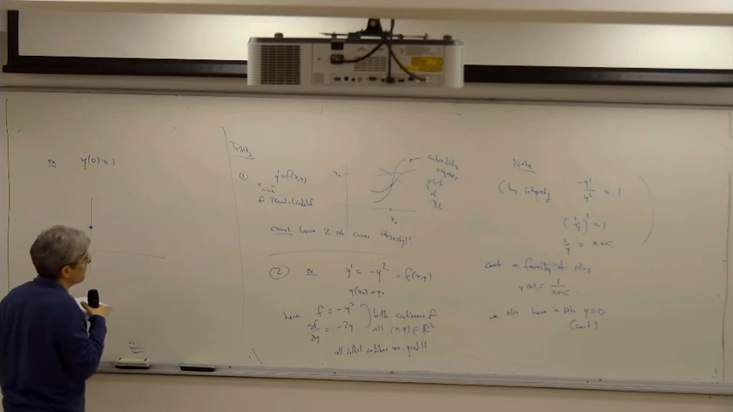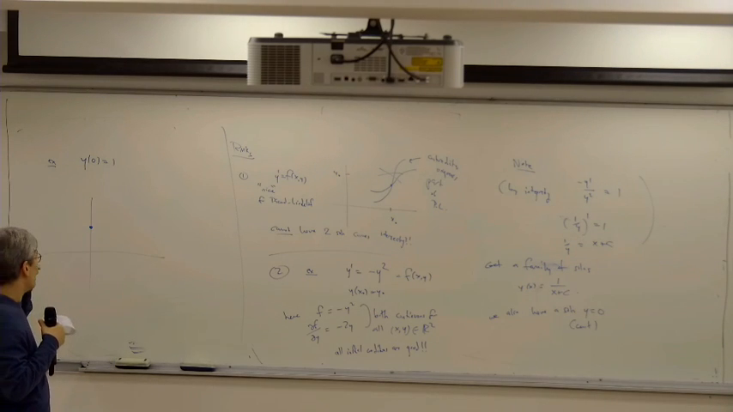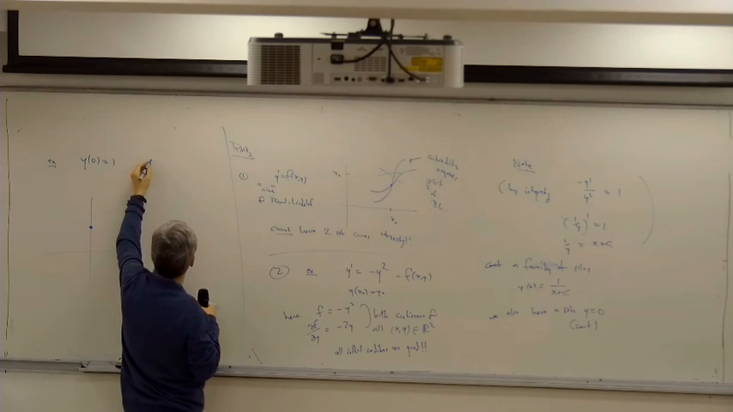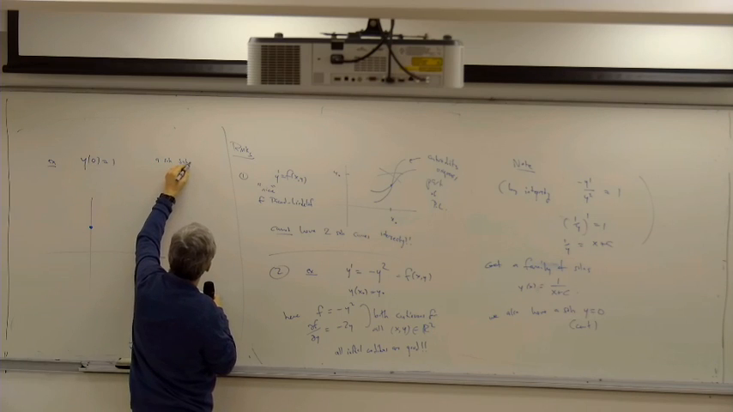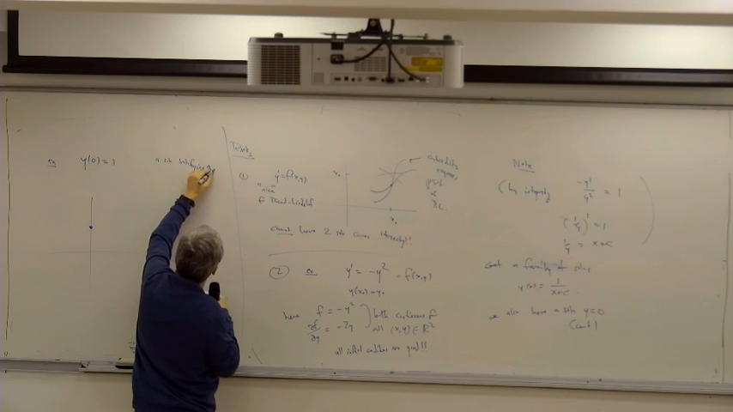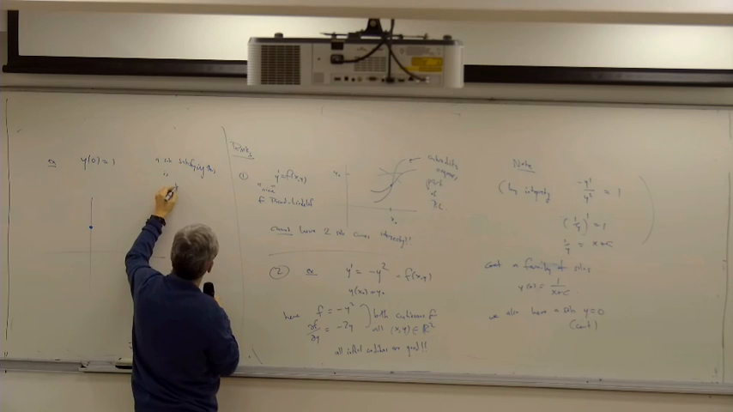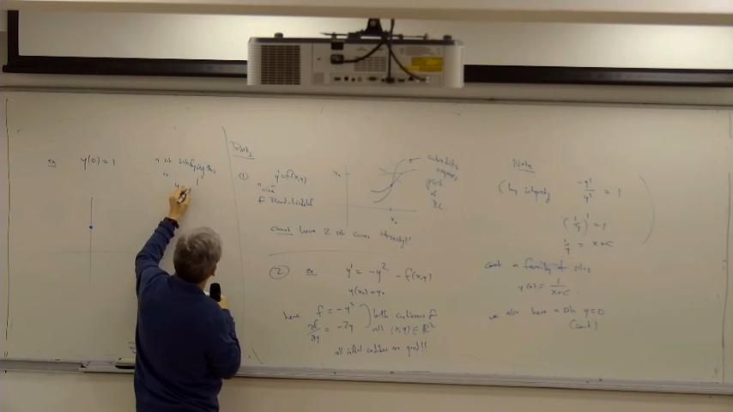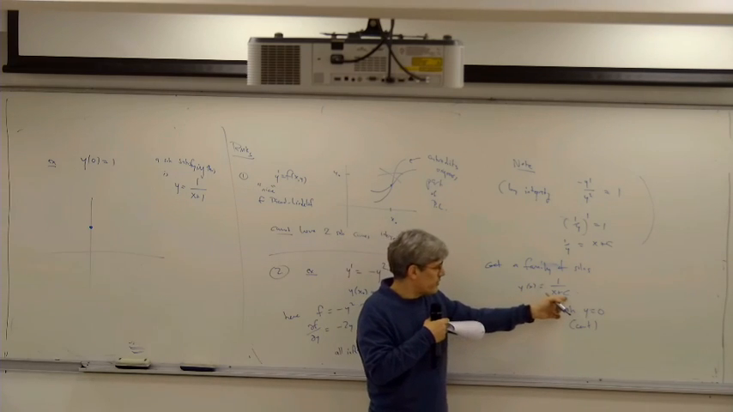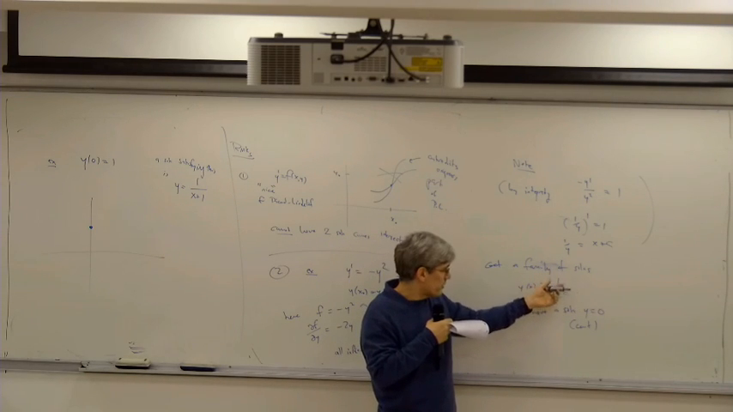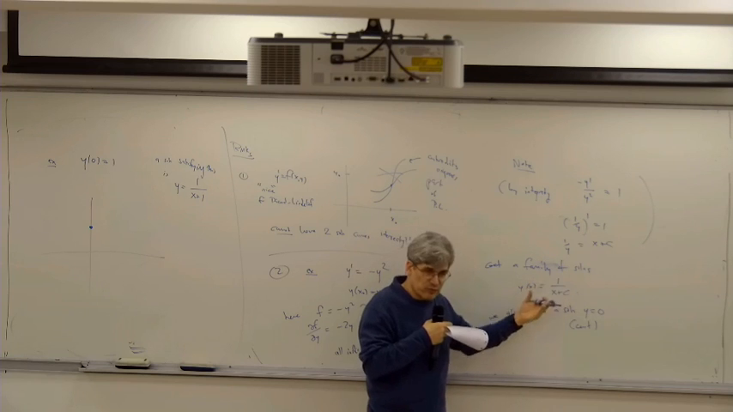That means you pass through this point. Okay? And a solution satisfying this is y equals 1 over x plus 1. Certainly when c is 1, 1 over x plus 1 at x equals 0 just gives me 1.